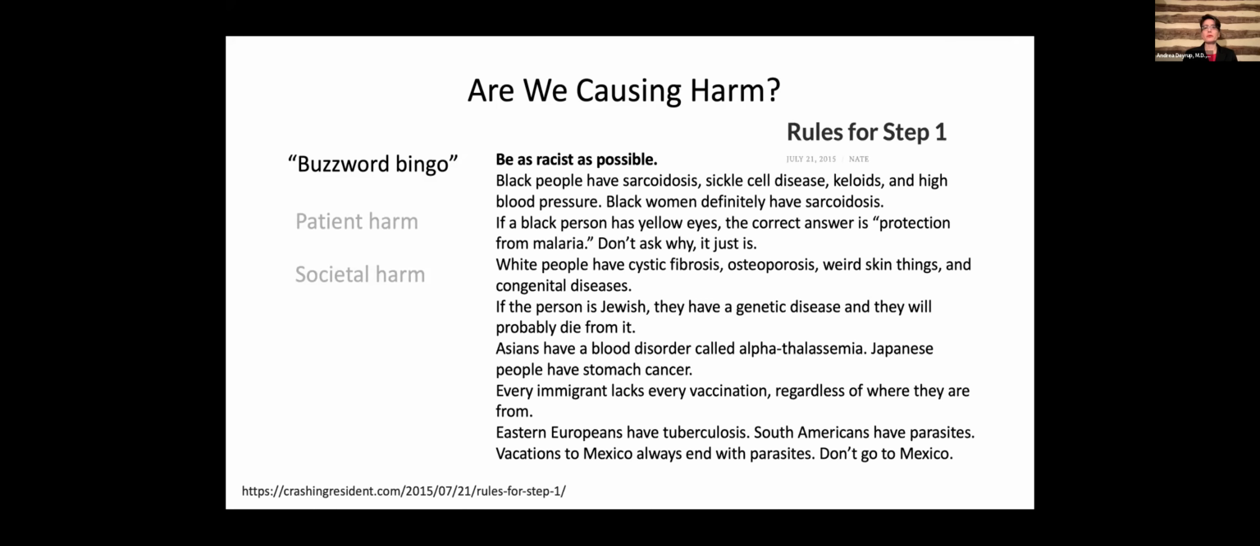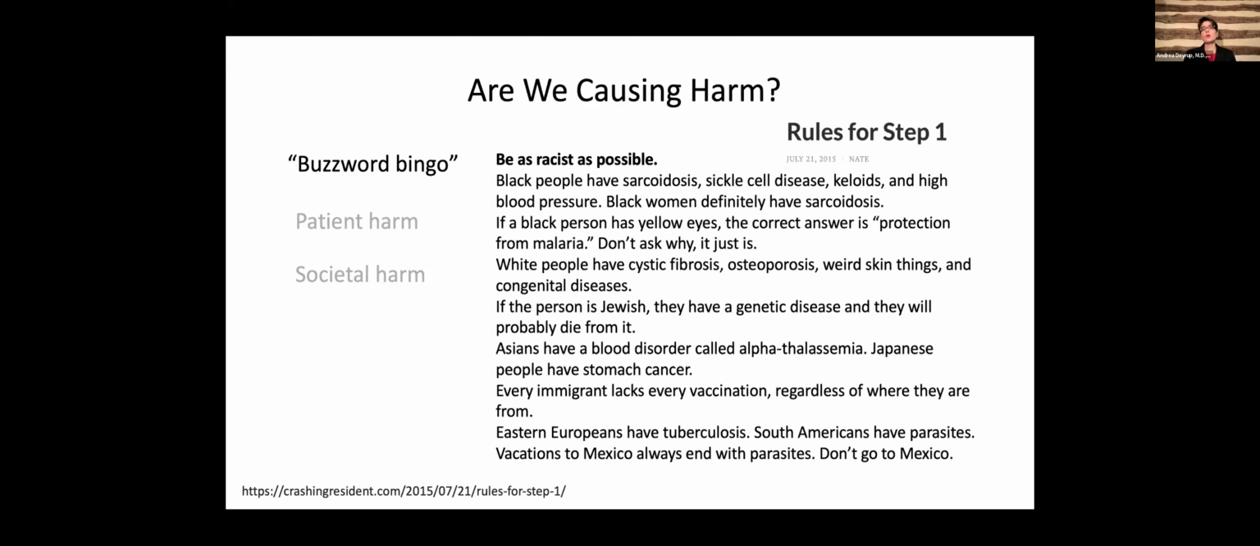Here's just an example from 2015, a website called crashingresident.com, in which the author was making recommendations for medical students on how to do very well on step 1. This is just one section where he recommends that they be as racist as possible.